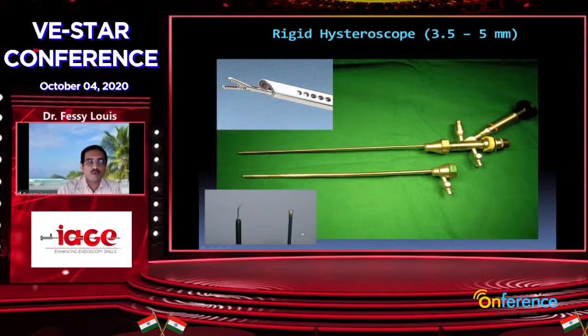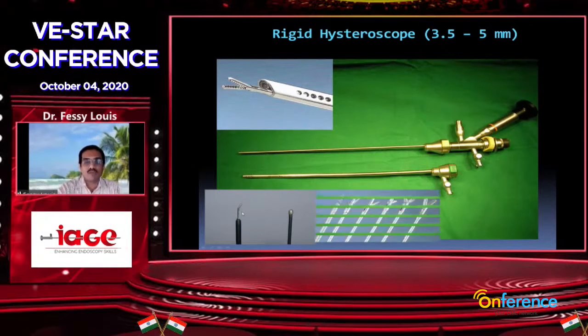This is the monopolar electrode we use with the same integrated system. It has got 2 types of monopolar electrodes. The only thing is we have to change to glycine.